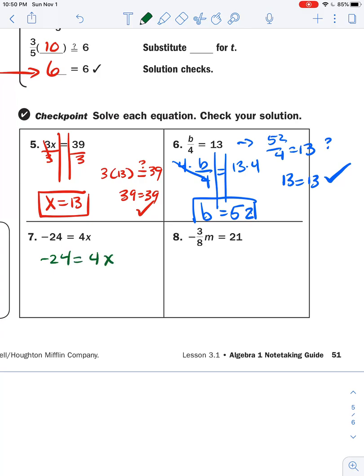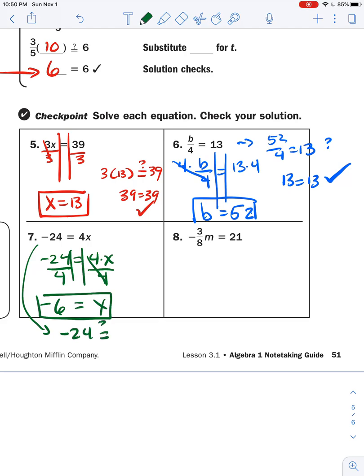Now this one, the x is on the right side, but it's still multiplied by 4. So to undo that, I'll divide by 4, but I've got to do that to both sides, keep the math world even. And then on my calculator or in my brain, I would get -6. I could check, does -24 equal 4 times -6? And it does.